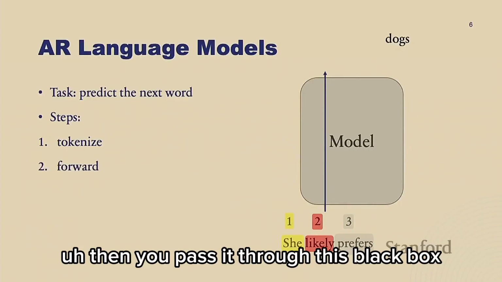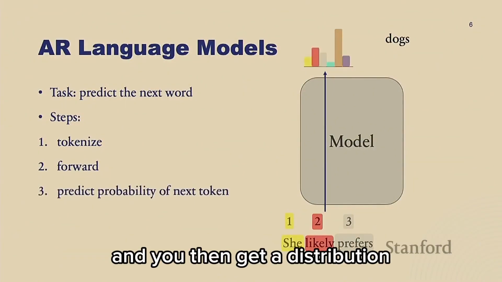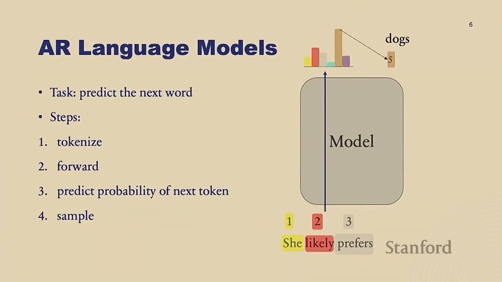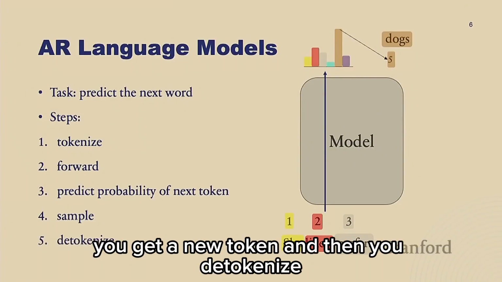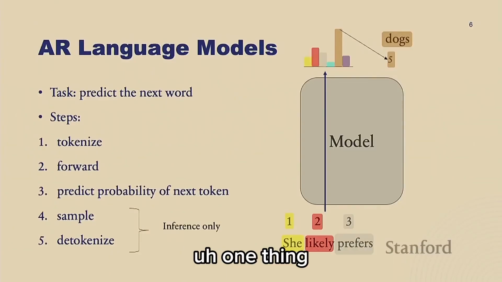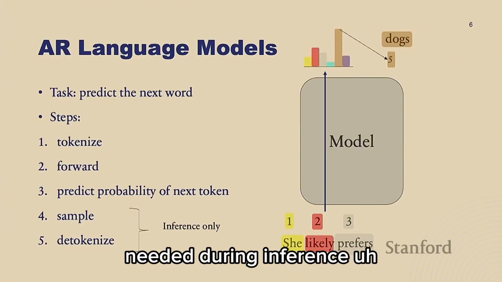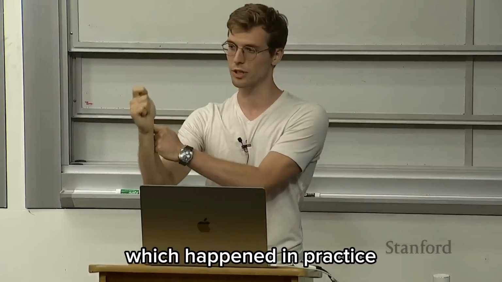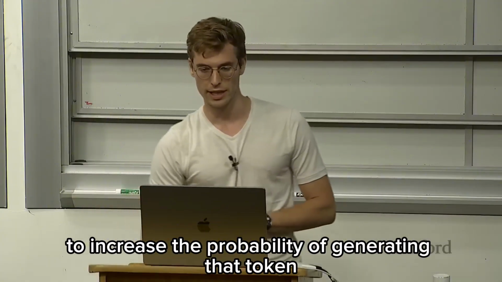Then you pass it through this black box. As I already said, we're not going to talk about the architecture. You just pass it through a model, and you then get a probability distribution over the next word or over the next token. Then you sample from this distribution, you get a new token ID, and then you detokenize. That's how you sample from a language model. One important thing to note is that the last two steps are only needed during inference. When you do training, you just predict the most likely token and compare it to the real token which happened in practice, and then you change the weights of your model to increase the probability of generating that token.